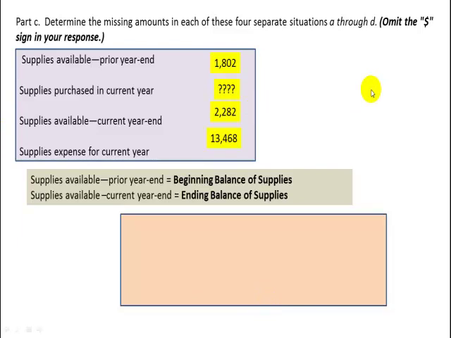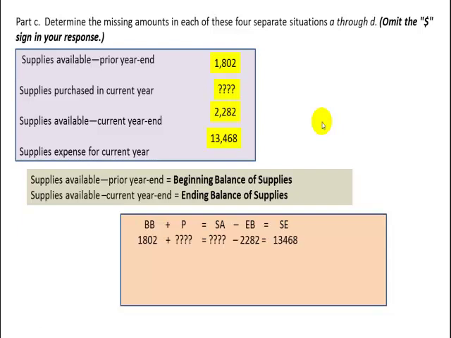Part C. Beginning balance is 1802. We purchased, we don't know. That's what we're looking for. We had supplies at the end of the year of 2282, and we have used up supplies, or supplies expense for the current year, of 13,468. Here's our little formula.